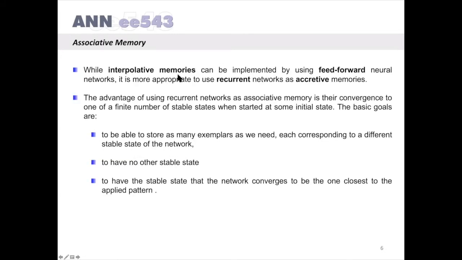While interpolative memories can be implemented using feed-forward neural networks, it is more appropriate to use recurrent networks as accretive memories. The advantage of using recurrent networks as associative memory is their convergence to one of a finite number of stable states when started at some initial state. The basic goals are to store as many exemplars as we need, each corresponding to a different stable state of the network; to have no other stable state; and to have the stable state that the network converges to be the one closest to the applied pattern.